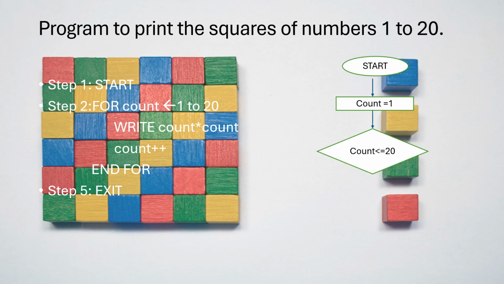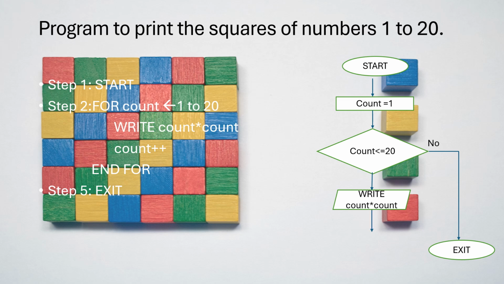After that, the decision is to be made. It will run as long as the value is less than or equal to 20. If it is a no, that means the condition is not true, or the value of the count is greater than 20, then obviously it will move towards the exit. But as long as the value is within the range 1 to 20, it will go on writing its square, and it will increment the value of the count. After incrementing, it will again check whether the value of the variable is within the range.